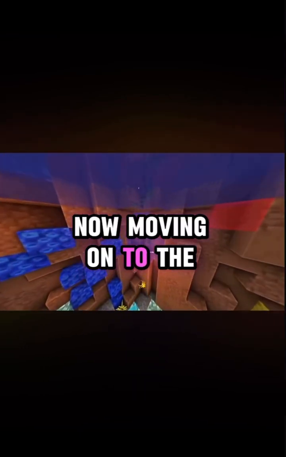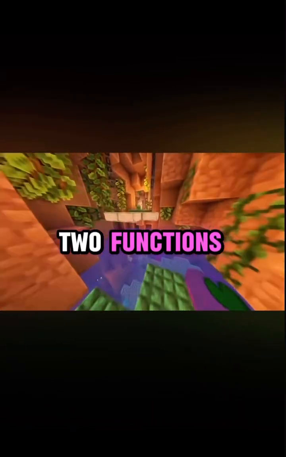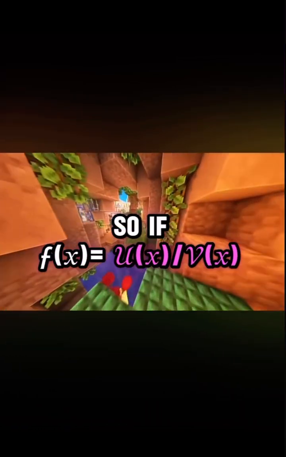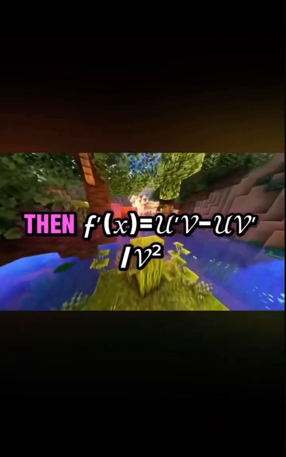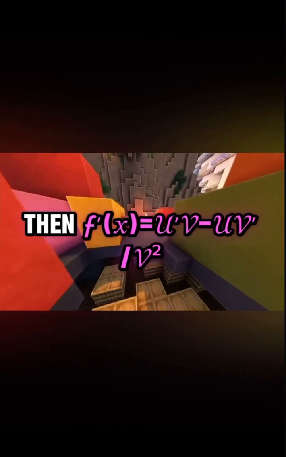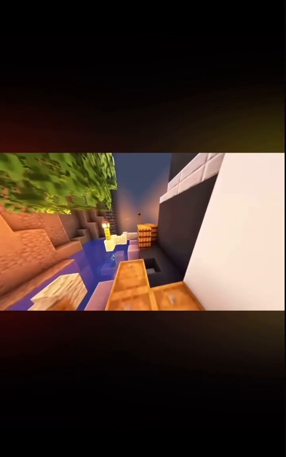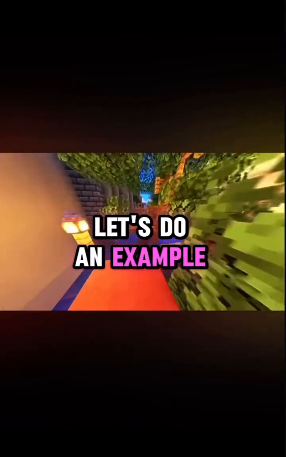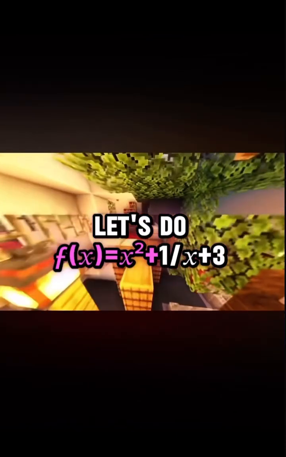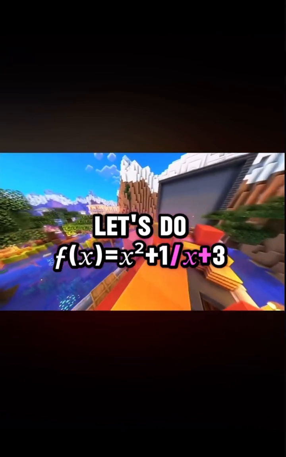Now moving on to the quotient rule, you use this when dividing two functions. So if f of x equals u of x over v of x, then f prime of x would equal u prime times v minus u times v prime divided by v squared. Let's do an example. Let's do f of x equals x squared plus 1 divided by x plus 3.